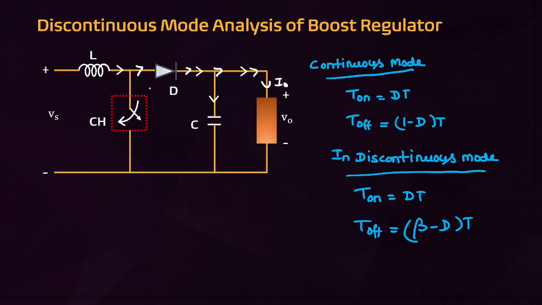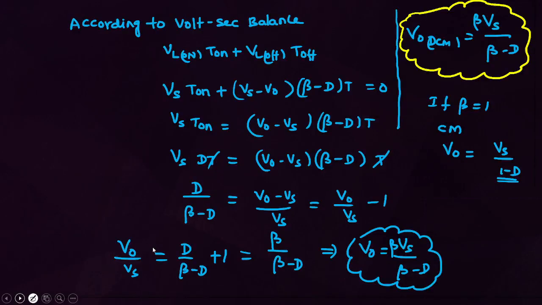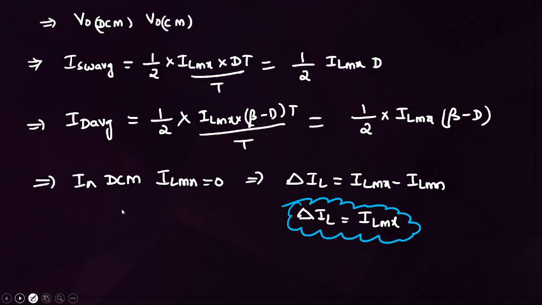Then one more observation that you have to concentrate on: discontinuous mode analysis of the boost regulator. In discontinuous mode analysis, we get beta. Mainly, which formulas do you have to remember? No need to concentrate on the waveforms. This average output voltage formula you have to remember: V naught equals beta into Vs by (beta minus D). If beta equals 1, it becomes continuous mode. This is the discontinuous mode. We also remember the average switch current and the average diode current. In discontinuous mode, as I told already, I L minimum equals 0.